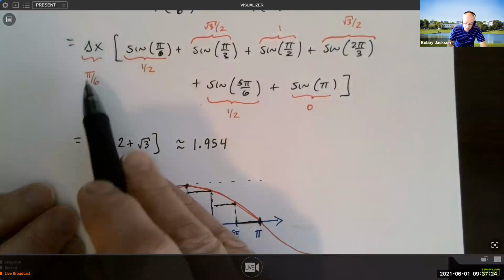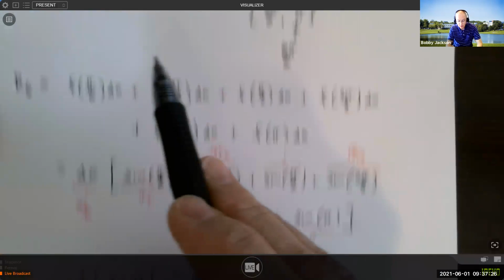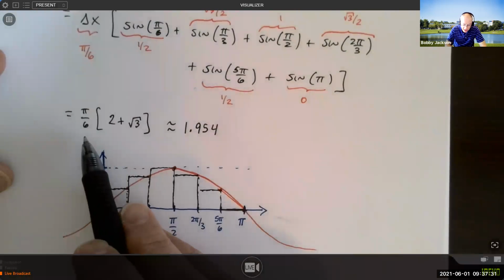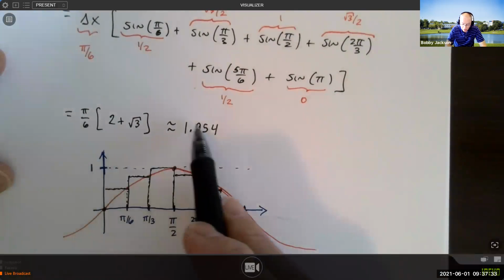Pi over 6, remember, was our delta x. That was how we calculated that interval, pi over 6. And so pi over 6 times 2 plus the square root of 3 is 1.954.